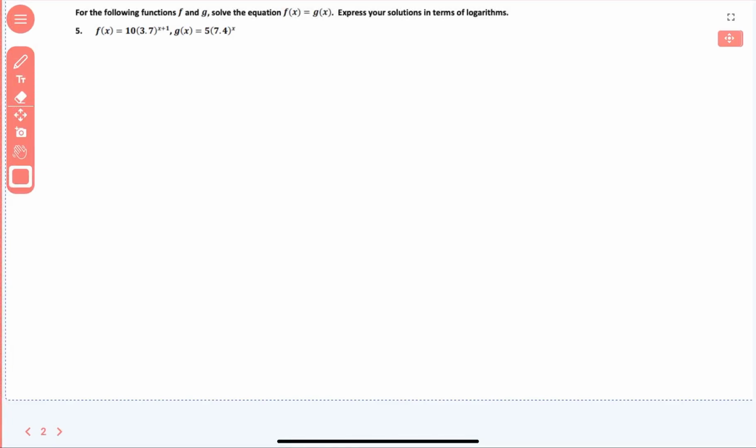Algebra 2, Module 3, Lesson 24. All right, here we go. Number 5 on the classwork. It says the following functions, f and g, solve for, okay, when do they equal each other?